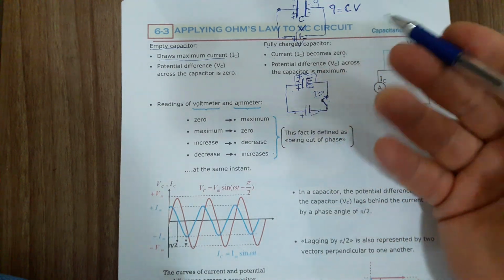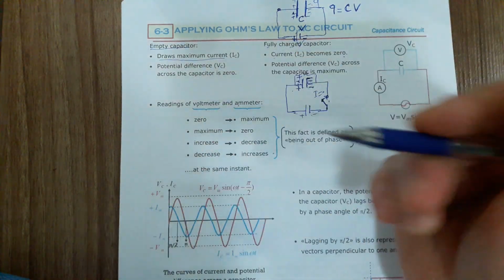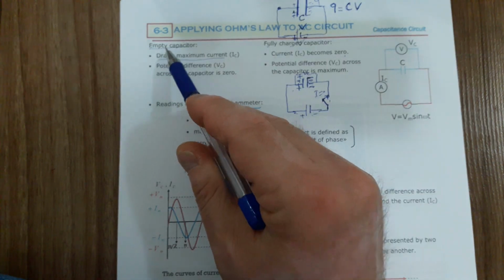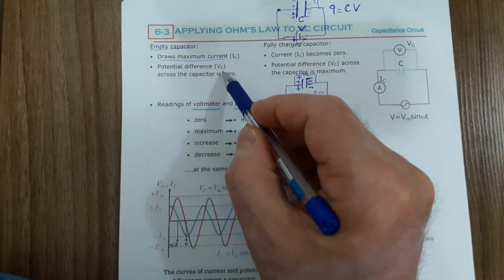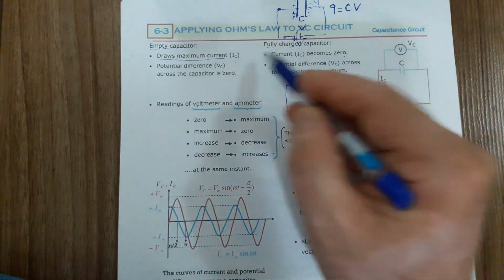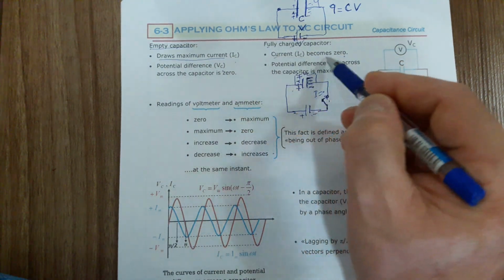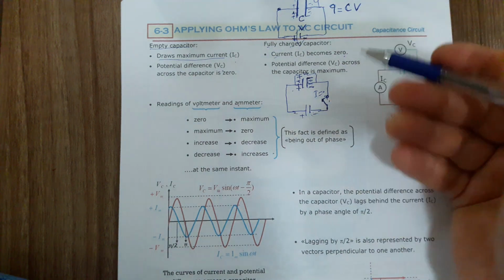For that reason, the electric current and potential difference through the capacitor change inversely. When the capacitor is empty, maximum current flows through the capacitor, but the potential difference is zero. But when the capacitor is completely charged, the electric current becomes zero, but the potential difference becomes maximum.